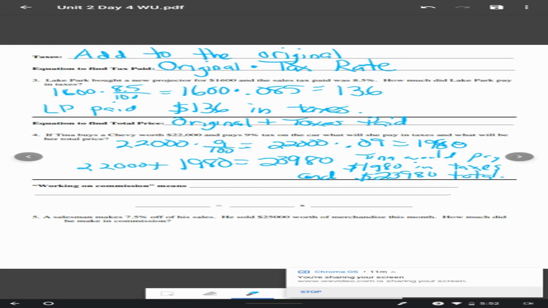So this equation is actually the same, again, as the other two. We just take my total sales. Oh, working on commission means to get paid based on the amount you sell.